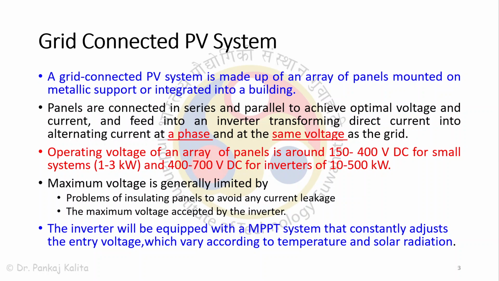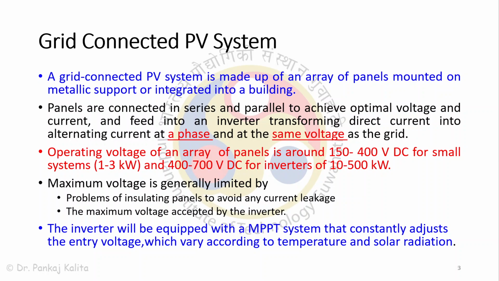So what is a grid connected photovoltaic system? This is the first question which comes to your mind. Basically, a grid connected photovoltaic system is made up of an array of panels, mounted on metallic supports and integrated into a building. These panels can be connected in series, one after another, where the same current flows through, or in parallel, to achieve optimal voltage and current.